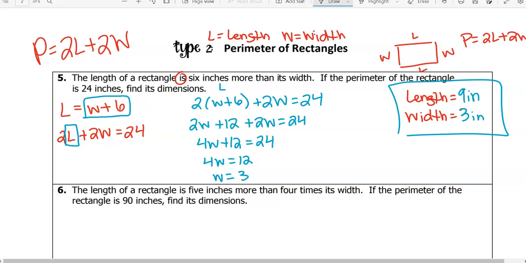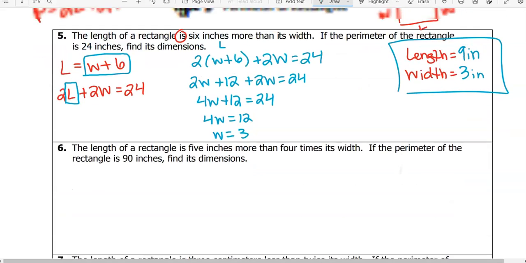We're going to do one more, and then I'm going to have you do 7, and then we'll see where we're at.